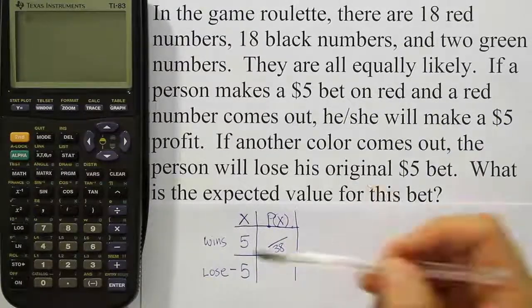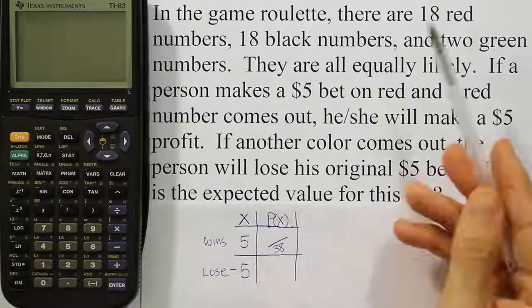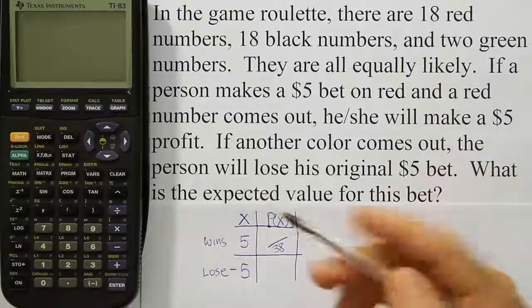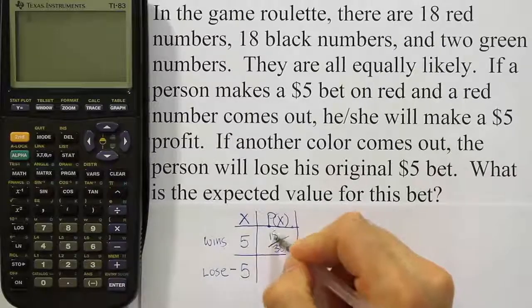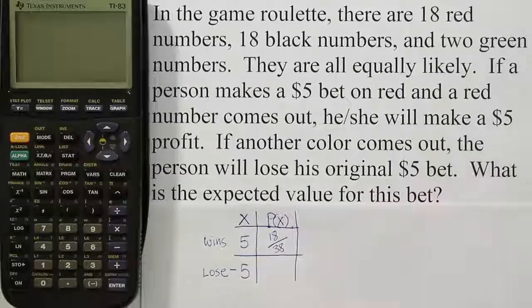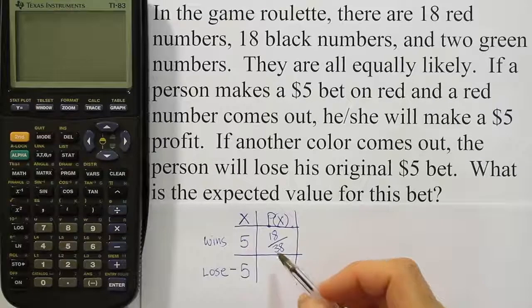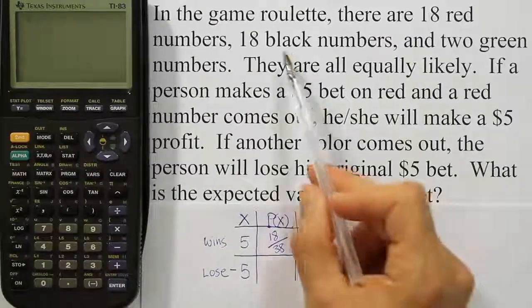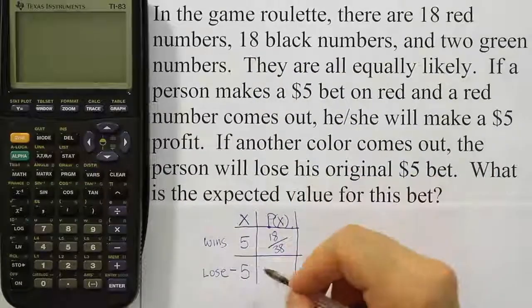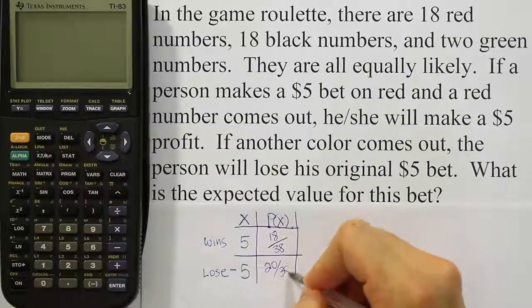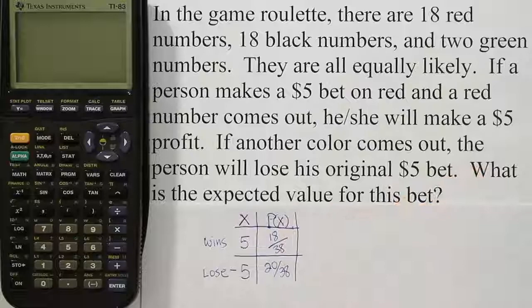How many are red? If you're betting on red, that's your win. So we need to figure out how many are red, which will equal the probability that we win. It'll be 18 over 38 for the win. And of course, the other amount will be the probability we lose, which is the leftovers. We're going to lose any time we get a black number or a green number. So that's 20 out of 38. And if you have this set up, you can do the rest in the calculator.